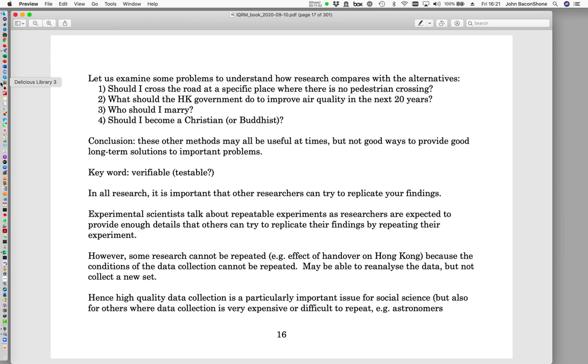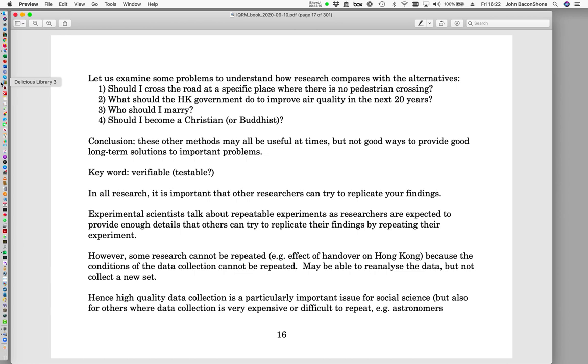Okay, what about the third problem? Who should I marry? Now you might say, this is a bizarre sort of question to ask in the context of research. So let's just think about it. So is whom you choose to marry an important question? Well, for most people it is.